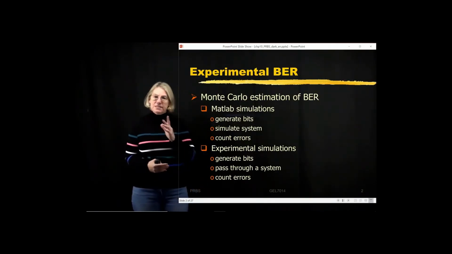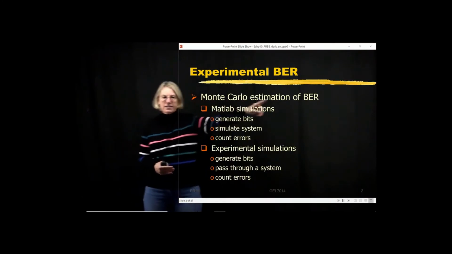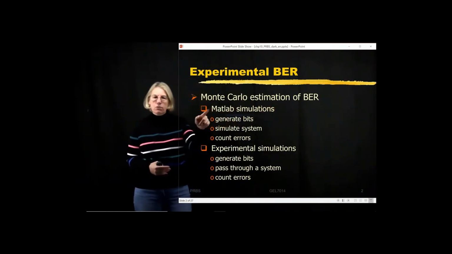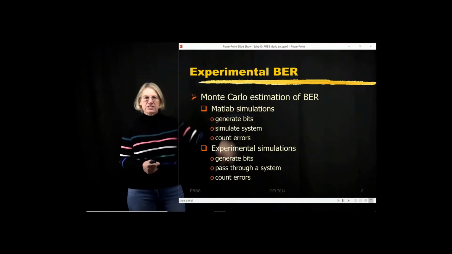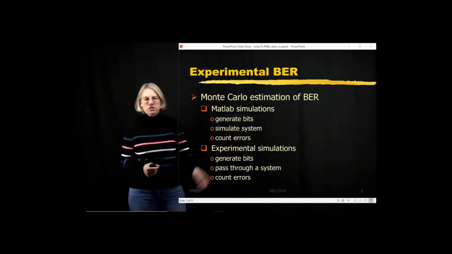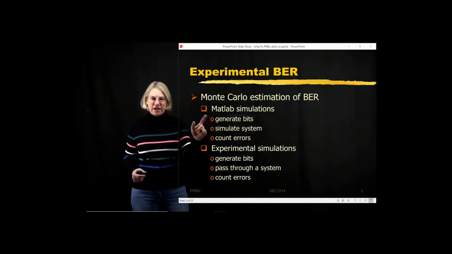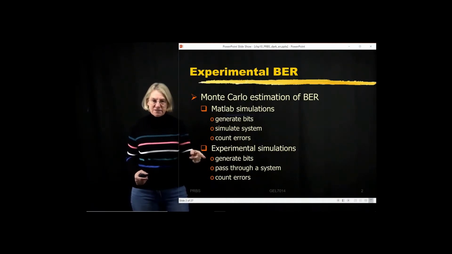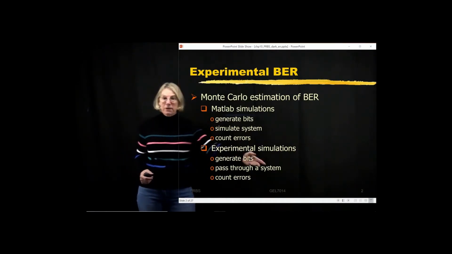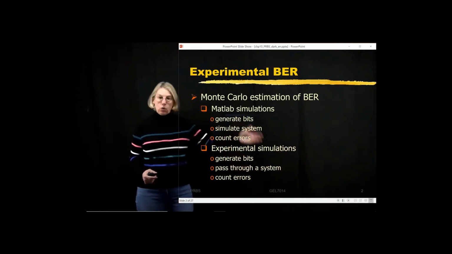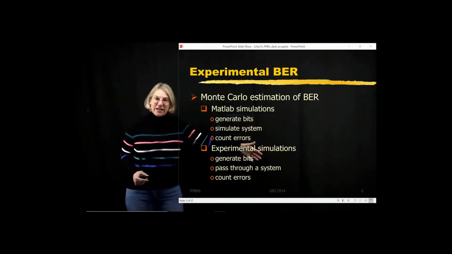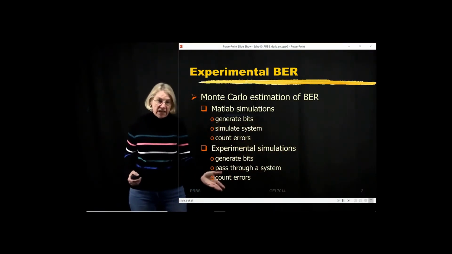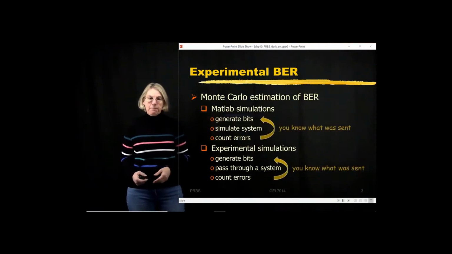So we've done something similar with a Monte Carlo estimation of BER, but previously it was always in MATLAB simulations, not in the experimental. So what would we do in MATLAB? We would generate bits, we would simulate the system, and then we would count errors. Experimentally, we do the same thing. Generate bits, pass through a real experimental system, and record the data, make a detection, and count the errors. So in that case, they're the same.